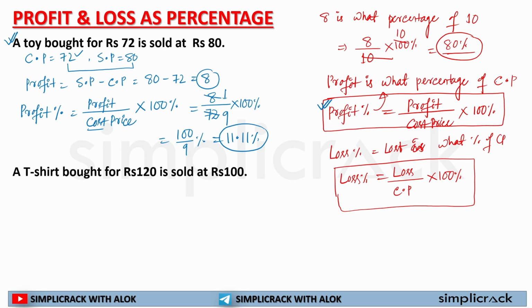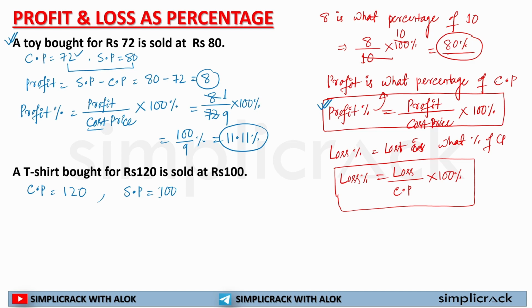Now, let's check the second question. Sir, a t-shirt bought for 120. Bought, that means it's a cost price. So cost price will be 120. Now, the t-shirt is sold at 100. Sold means it is selling price. So selling price is 100.